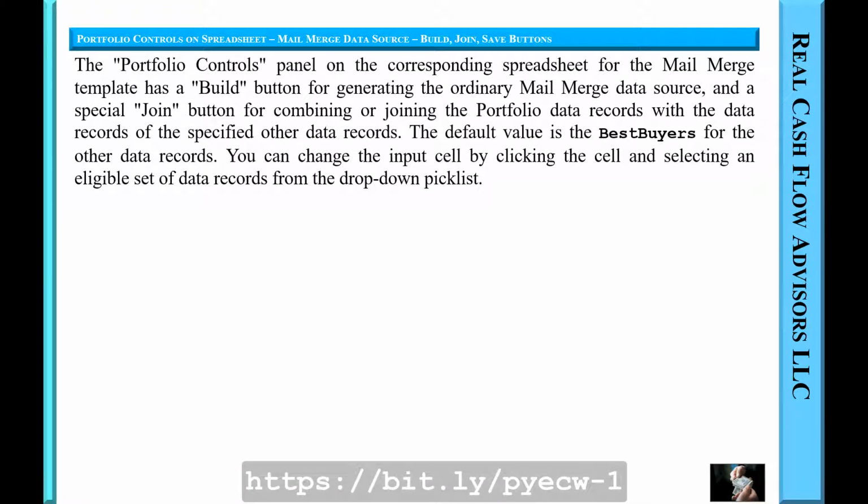The Portfolio Controls panel on the corresponding spreadsheet for the Mail Merge template has a Build button for generating the ordinary Mail Merge data source, and a special Join button for combining or joining the portfolio data records with the data records of the specified other data records. The default value is the best buyers for the other data records. You can change the input cell by clicking the cell and selecting an eligible set of data records from the drop-down pick list.